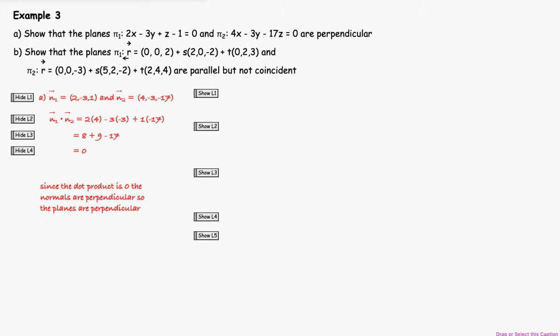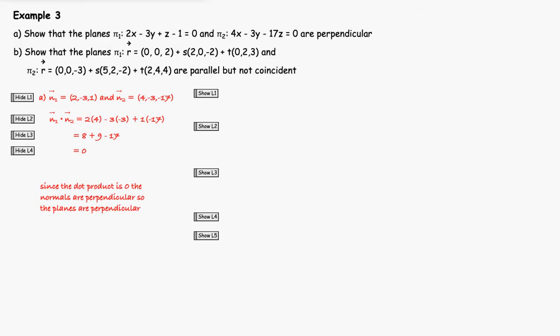Now the second question, they're giving us plane pi 1 in vector form, and plane pi 2 is in vector form. And they're asking us to decide, are they parallel but not coincident? So the problem now in this particular question is we cannot do this by comparing direction vectors, because infinite number of direction vectors, and just because I found a pairing where they were scalar multiples of each other would not make the planes parallel. So what do we need to do?